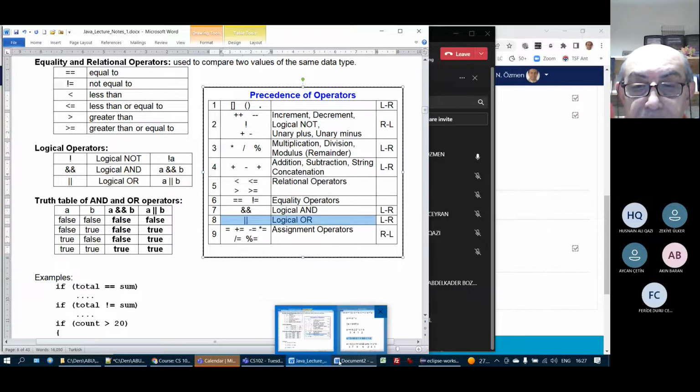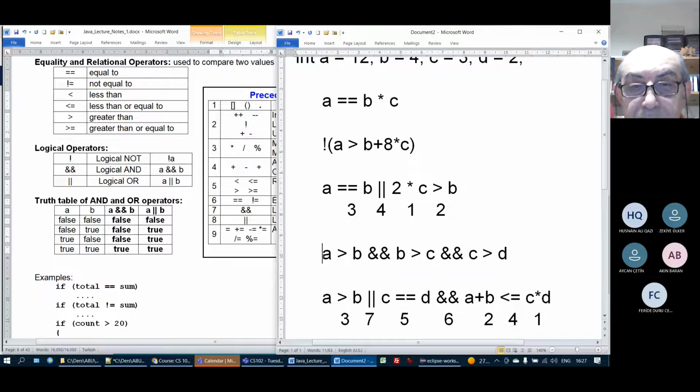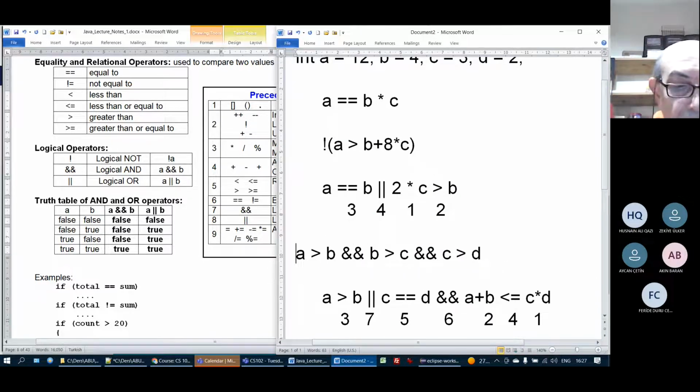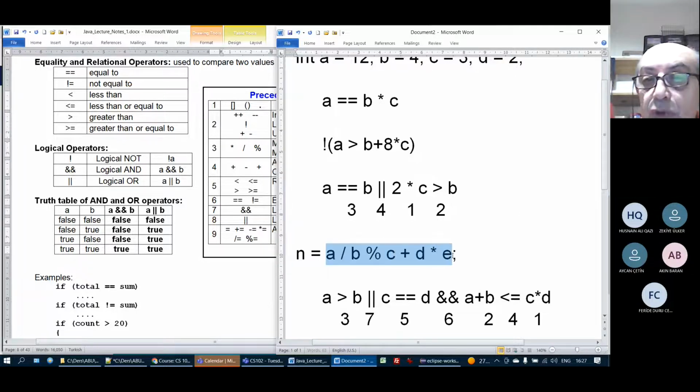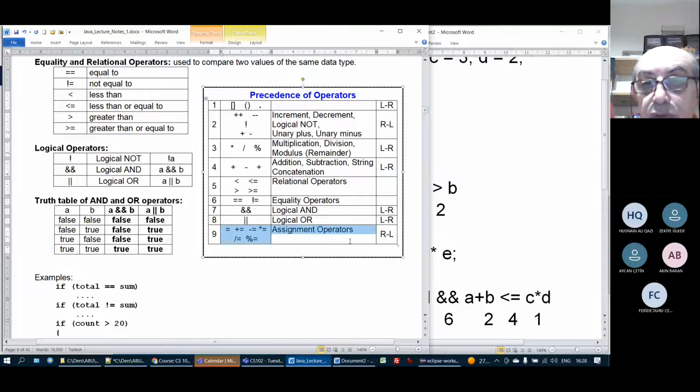Why do assignment operators come last? Here I can have, for example, n is equal to this, okay? Oh, sorry. Let's put again here: a multiplied by b divided by c modulus d plus e multiplied by f, for example. These operators are performed, a value is found, and then at the end, assignment is performed. That's why the assignment operators have the lowest priority.